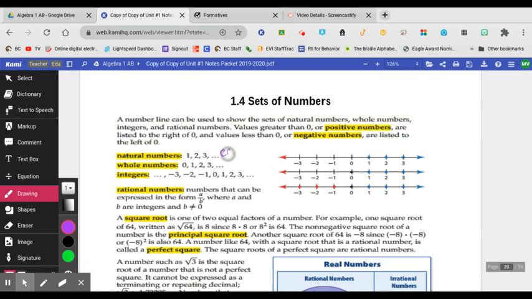Whole numbers, we add 0 to the mix: 0, 1, 2, 3, 4. And then integers are positive and negative whole numbers. And all of those are part of the set of rational numbers, which can be expressed as a over b, where b is not 0. So we also learned last year that it's a fraction of integers.